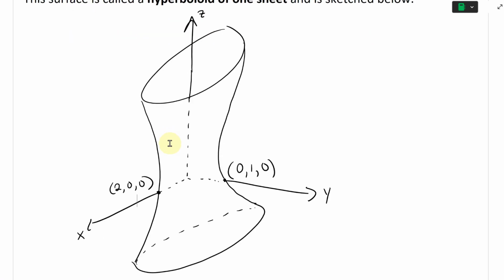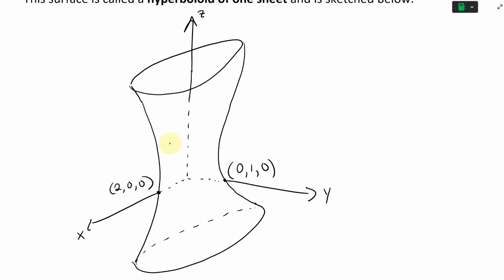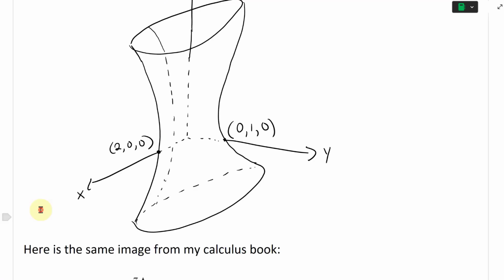So this is how my drawing is. It's a bit off, but like that. All right, like that, and so on. And then on the other side, you're going to have a hyperbola, like that, going across, and so on. It's going to be something like that. This is hard to draw.